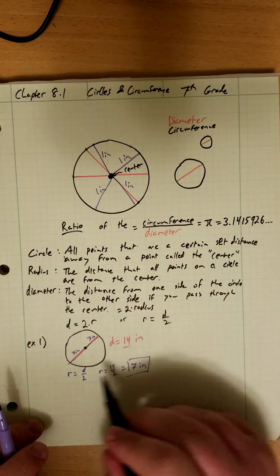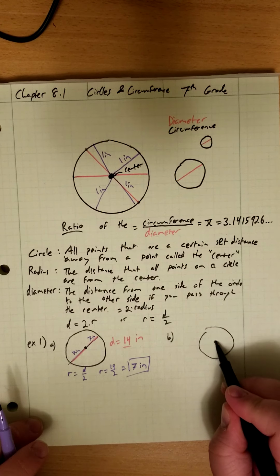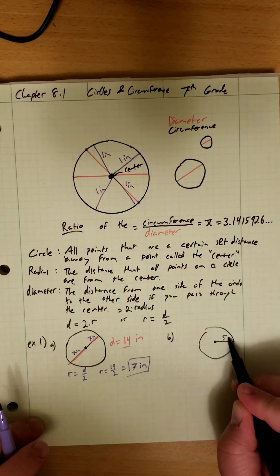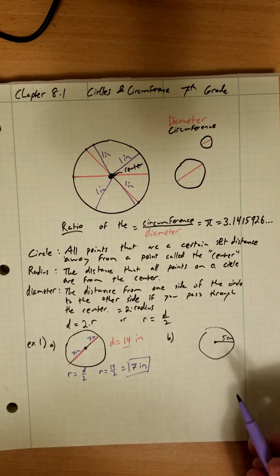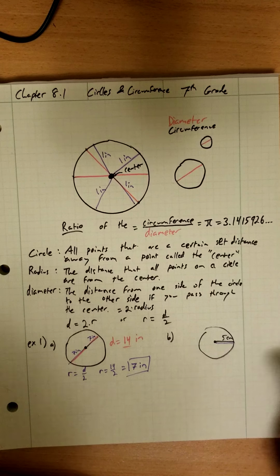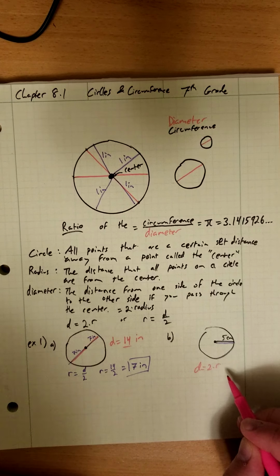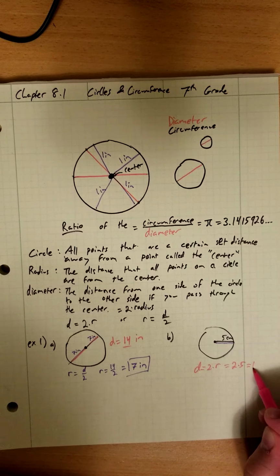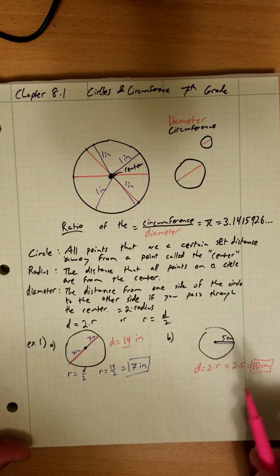Okay, that's A. B, I have a circle, and the radius is 5 centimeters. What would the diameter be? Well, if the radius, and I should have drawn this in lavender, is 5 centimeters, then the diameter is equal to twice the radius, or 2 times 5, which is 10 centimeters. Not too bad.